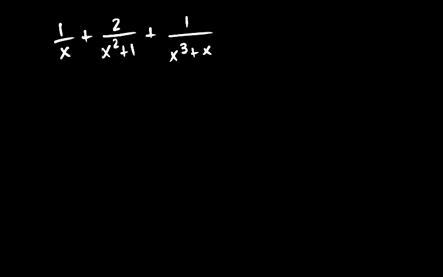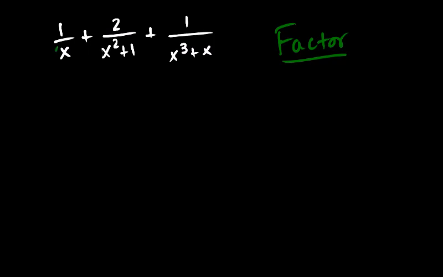Alright, so let's go with something a little bit more exciting. Yes, this one is good. Alright, I promise. 1 over x, plus 2 over x squared plus 1, and then plus 1 over x cubed plus x. Alright, so first thing that we want to do is factor, so that we can see what's on our denominators and see what we can do.